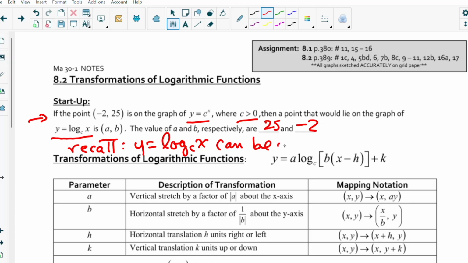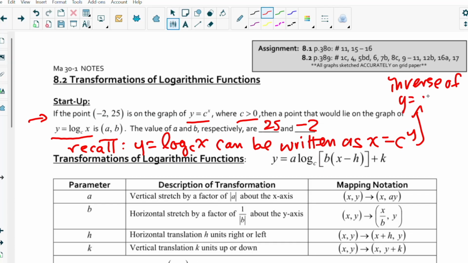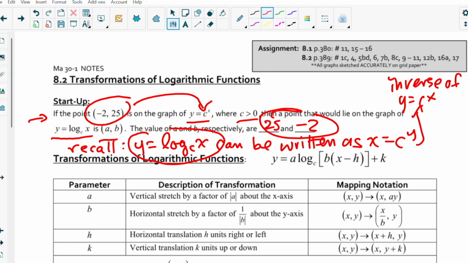So I'm going to add this note: recall y equals log base c of x can be written as x equals c to the y. Remember our converting logarithms. This is the inverse of y equals c to the x. So if this is a point on y equals c to the x, then these two are points on the graph of y equals log base c of x.